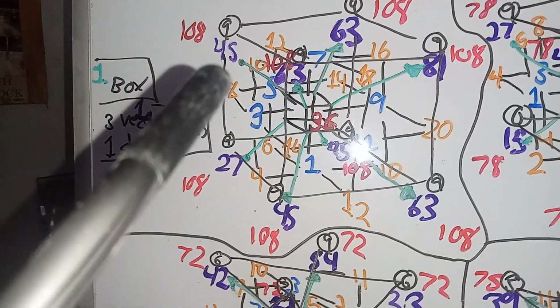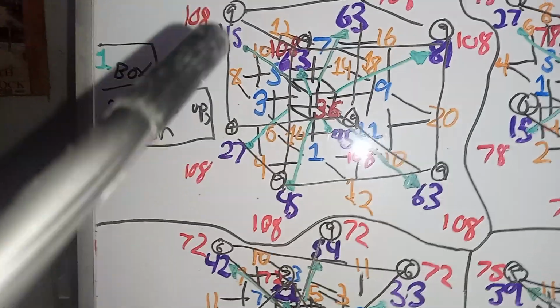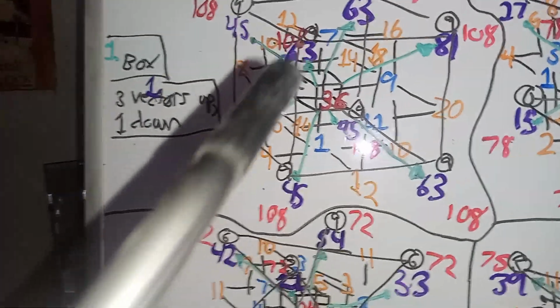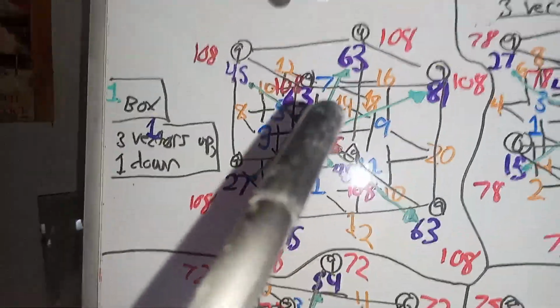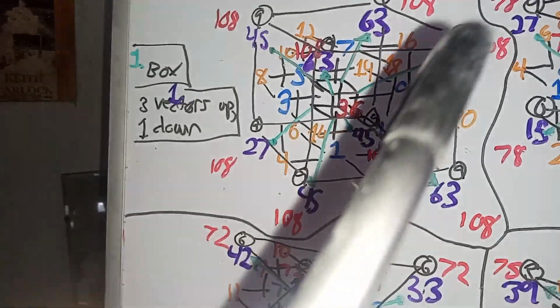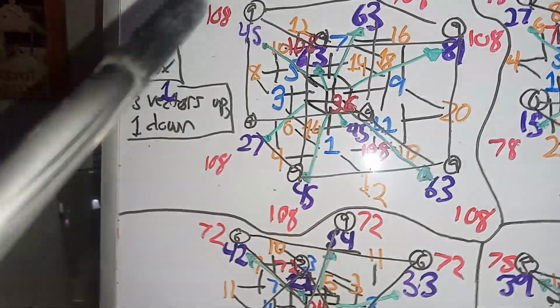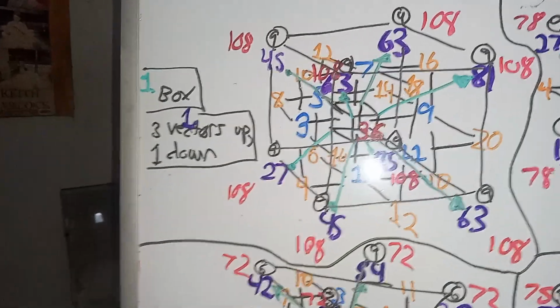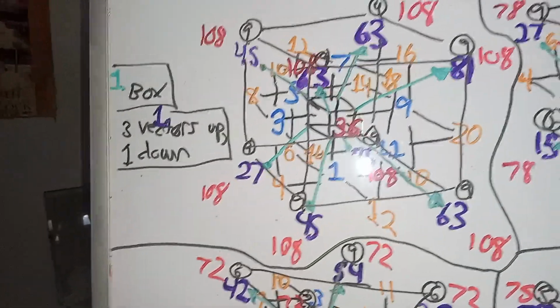And these are all numerologically reduced to a box. 45 is 9, 27 is 9, 63 is 9, 45 is 9, 63 is 9, 45 is 9, 81 is 9, and 63 is 9, so it makes a box. That's one 369 shape.